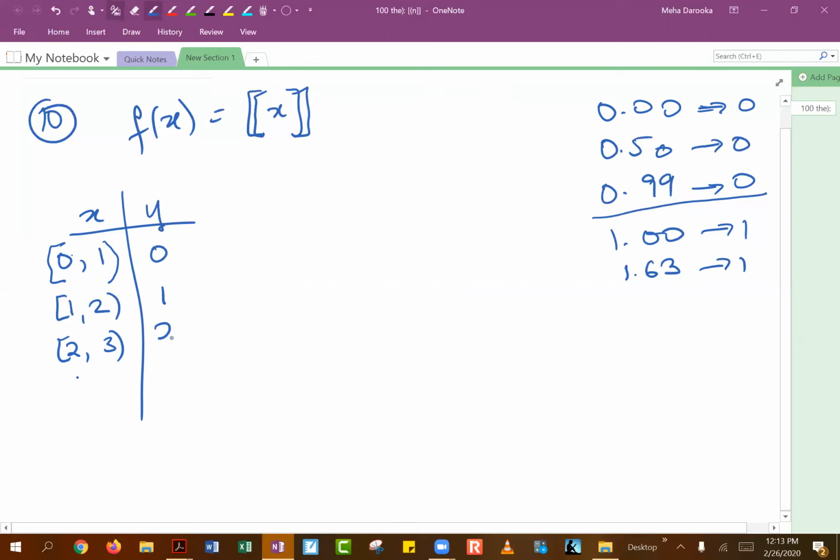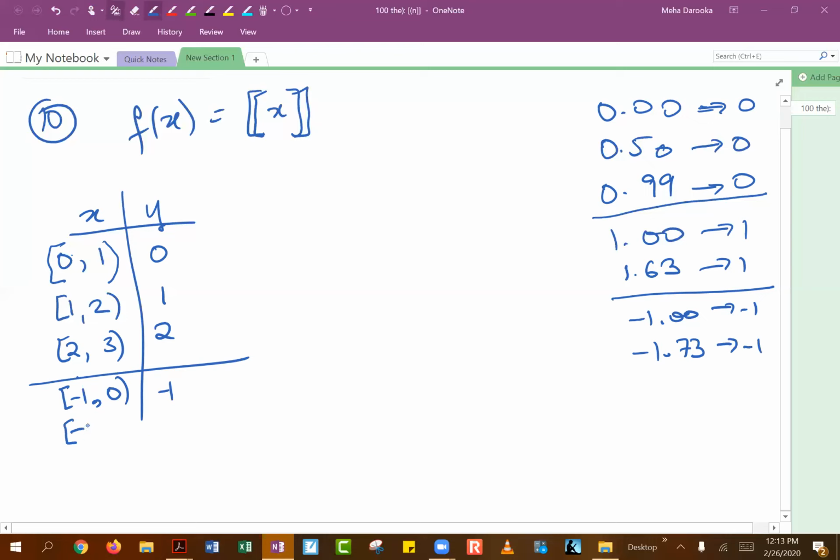2, yeah. All right, now let's mimic this on the negative side. We were starting at 0 here, so now we will go from -1 to 0. So one step back. Think about it this way: negative 1 point, I don't know, 73. Where would these numbers be heading? They would be heading to negative 1. Very good. And then your next category would be going from negative 2 to negative 1.